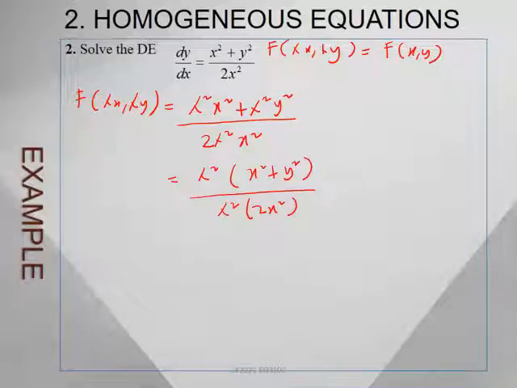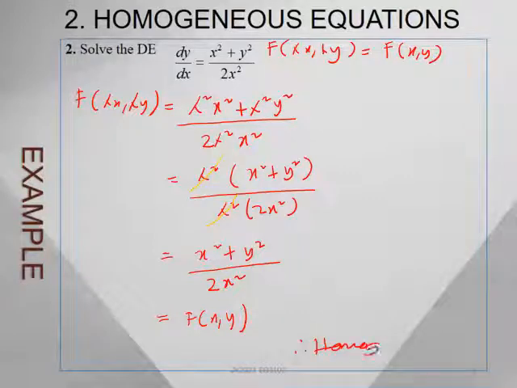Okay, and then we can cancel it out. So in the end, what we will get is actually the original equation given here, which is equal to f(x, y). So we can say that it is a homogeneous equation. Okay, so that's how you prove it.